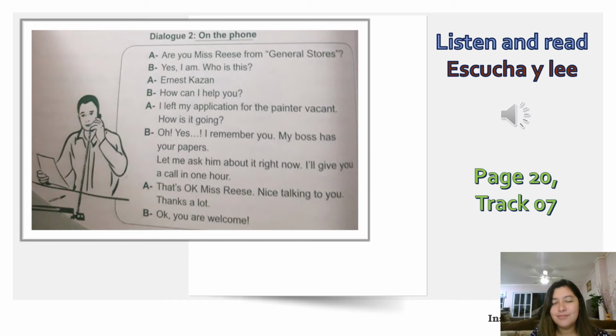Dialogue 2. On the phone. Are you Miss Reese from General Stores? Yes, I am. Who is this? Ernest Kazan. How can I help you? I left my application for the painter vacant. How is it going? Oh, yes, I remember you. My boss has your papers. Let me ask him about it right now. I'll give you a call in 1 hour. That's okay, Miss Reese. Nice talking to you. Thanks a lot. Okay, you're welcome.